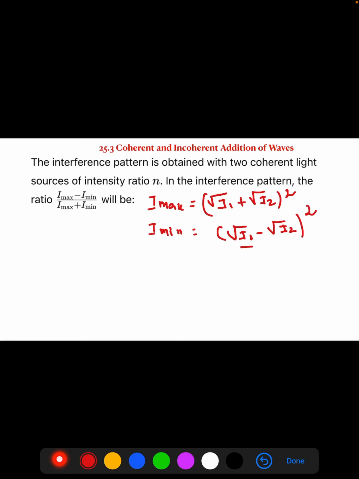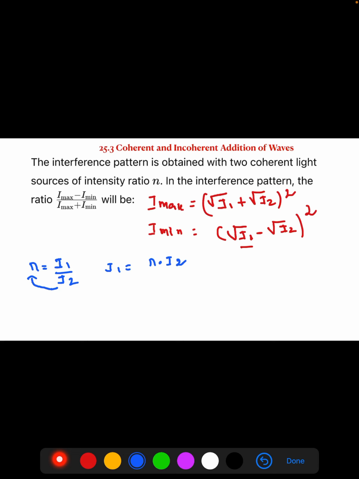They already give that the intensity ratio n is equal to I1 by I2. From that I am going to find out I1. For finding I1, I can multiply I2 with n. So I1 is n into I2. Now I am going to apply this in the formula.